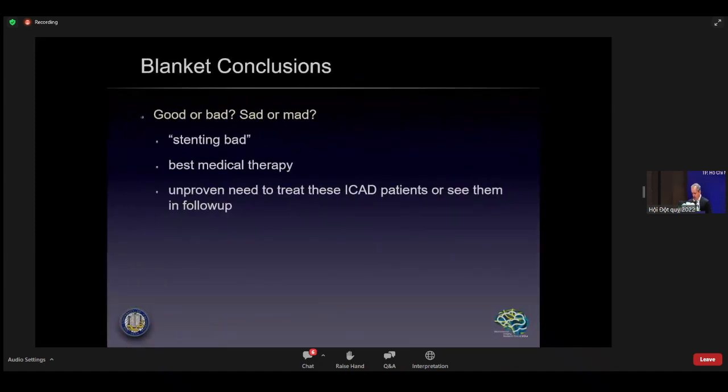So overall, we wind up with blanket conclusions in the field that stenting is bad and that it hasn't shown us anything. And we have to be very, very careful about this because at the same time, we've heard that we talk about best medical therapy. Optimal medical therapy is what I like to call it. It's the best we've been able to demonstrate in the trials.